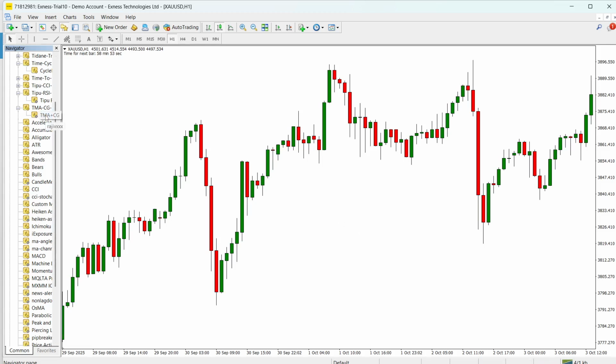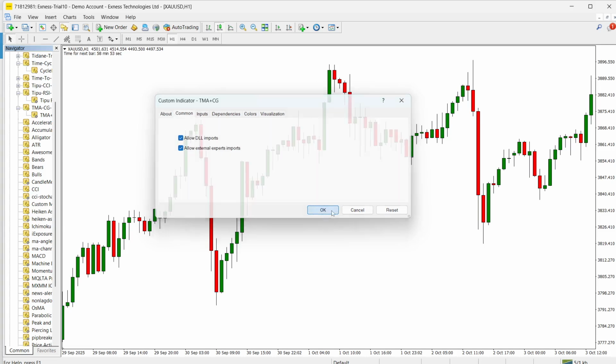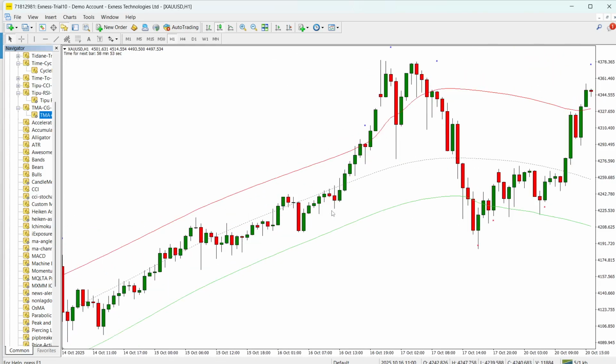At this point, I'll load the indicator on the charts so you can see how it looks in real time. Remember to allow DLL imports. Okay, there we have it.